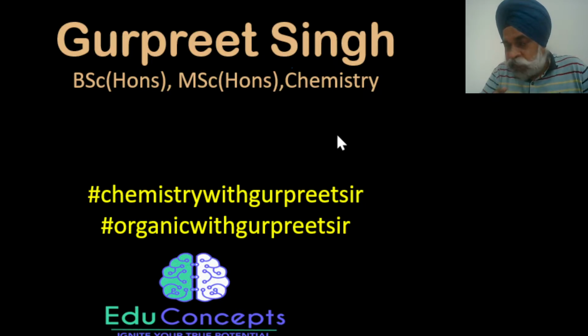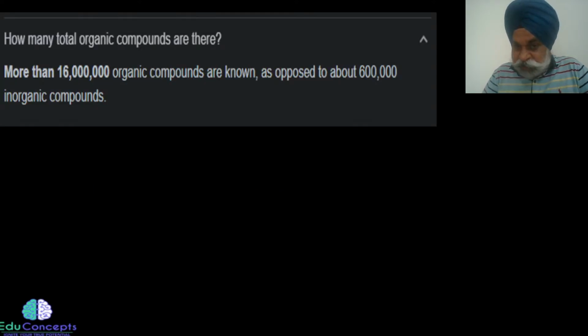If you write on Google how many organic compounds there are on Earth which have been isolated or detected, I just typed this and I got the answer that more than 16 million organic compounds are known. Contrary to that, there are only 6 lakh inorganic compounds. If you see other sites, I'm not sure whether the data is right or wrong. What I'm trying to say is that organic compounds are in millions, whereas inorganic compounds are in lakhs. So there must be some interesting aspect of organic chemistry.